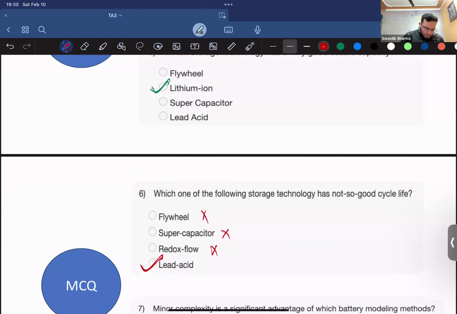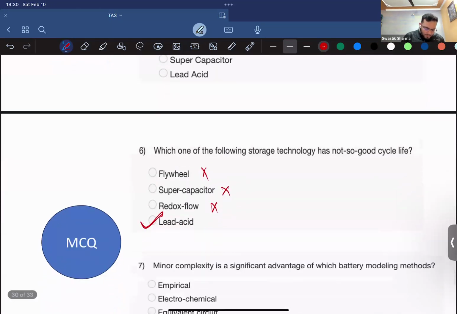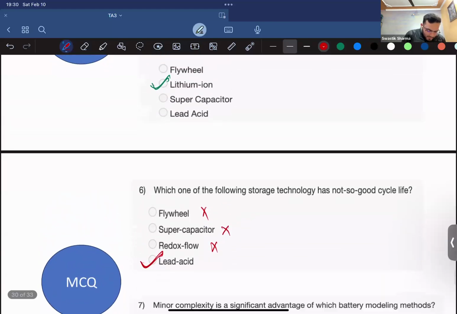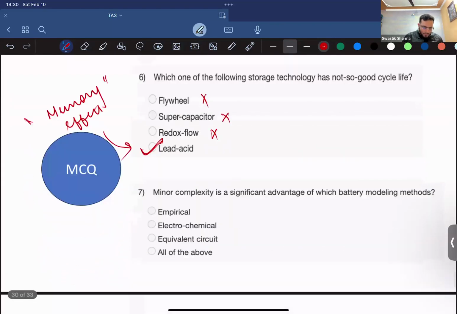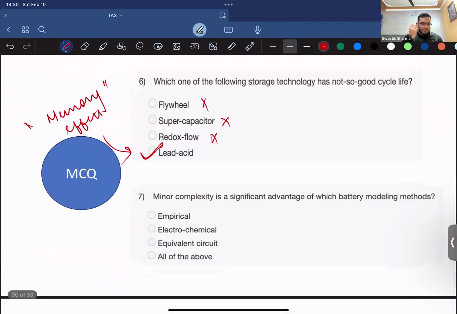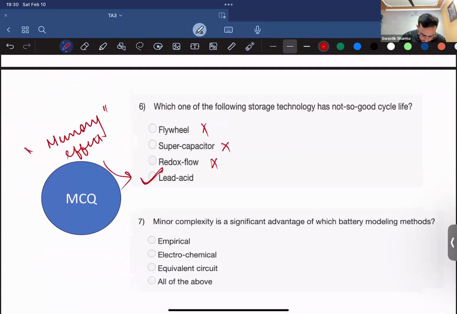So why? Just a second. It's usually because of the memory effect. Again, I'll just add it. Please go through it to figure out what the memory effect is. I talked about the memory effect, and I request you to go through it as well.